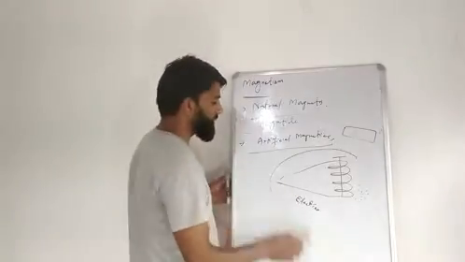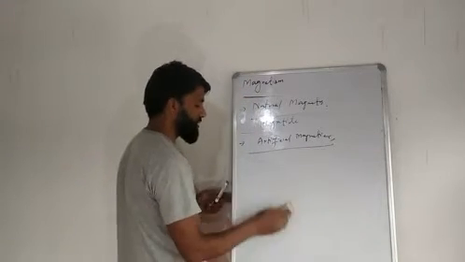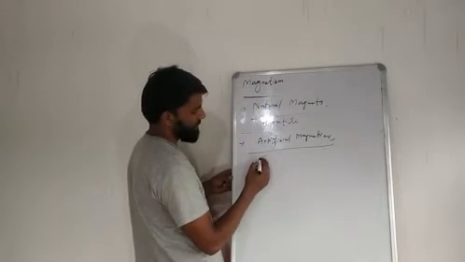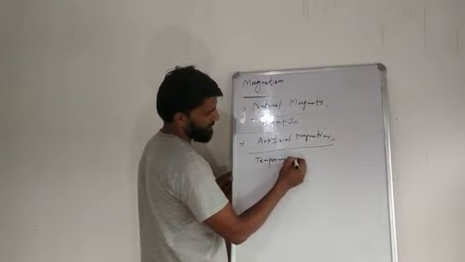But this artificial magnet has certain types of its own. Number one type of the artificial magnet is the temporary and permanent magnet. Temporary magnets.